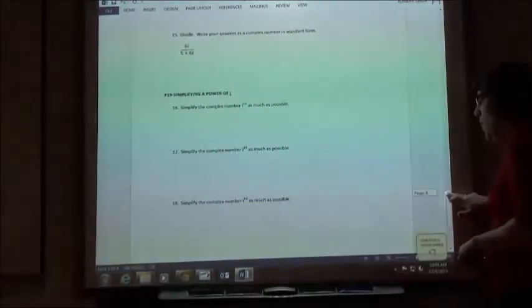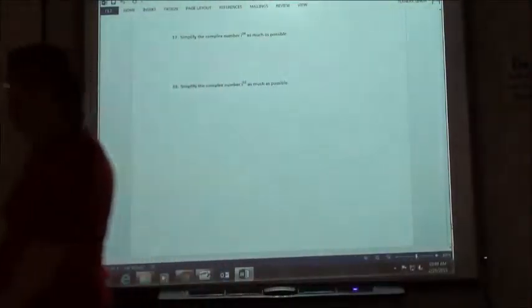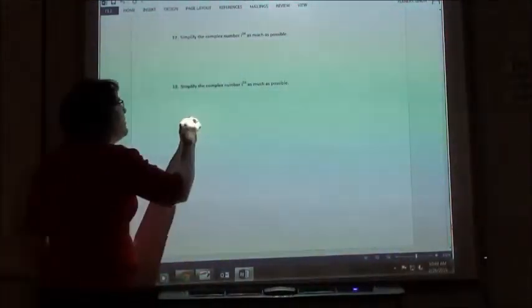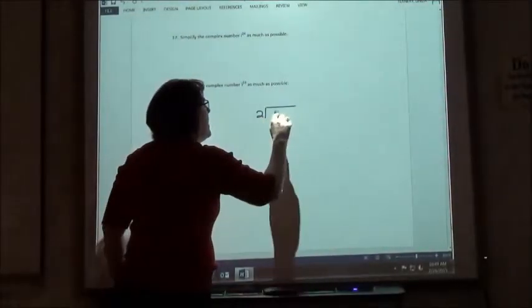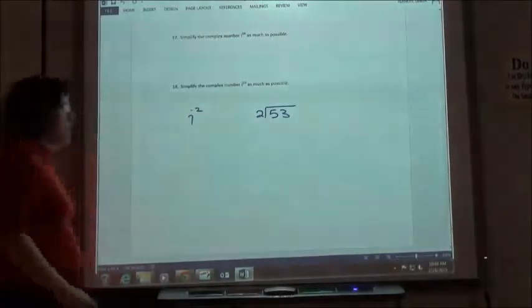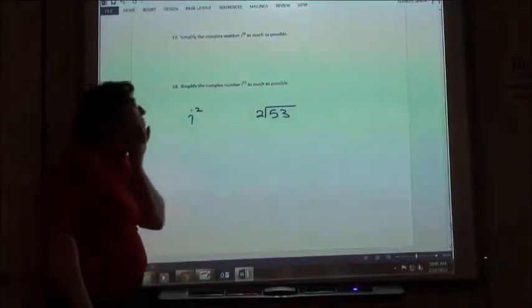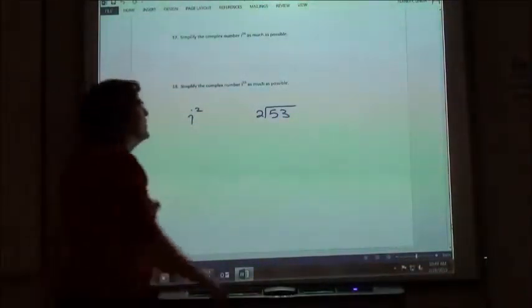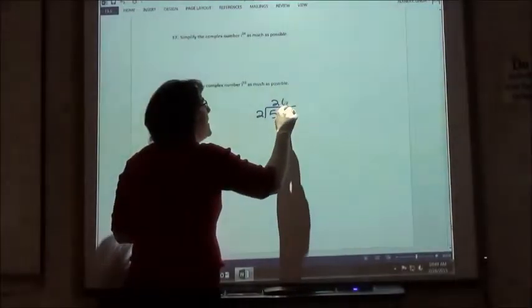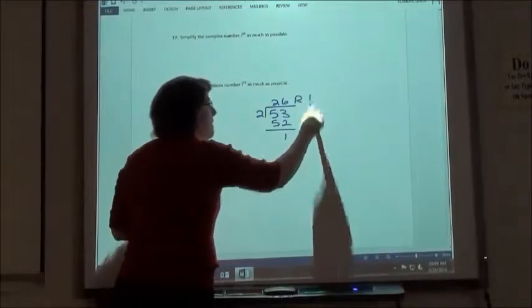And one last one then. We're going to do i to the 53rd power. So we want to write it in terms of i squared. We're going to divide 2 into 53. How many times does 2 go into 53? 26.5 it says. So we're going to say 26, which is 52, with a remainder of 1.